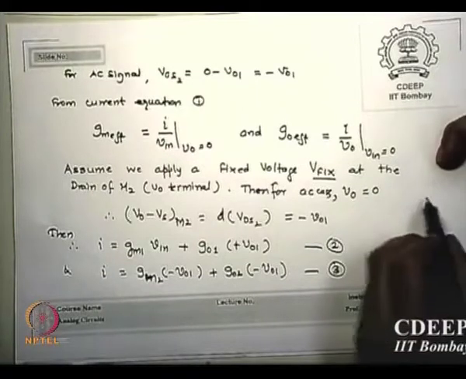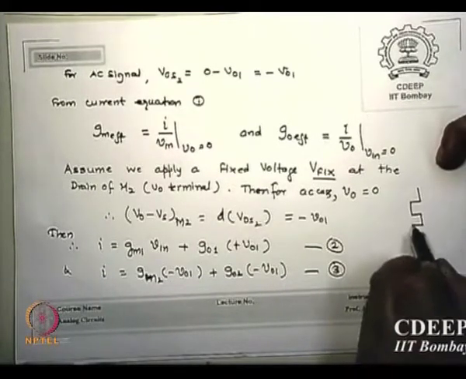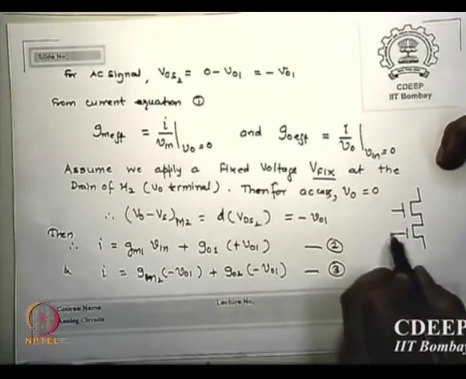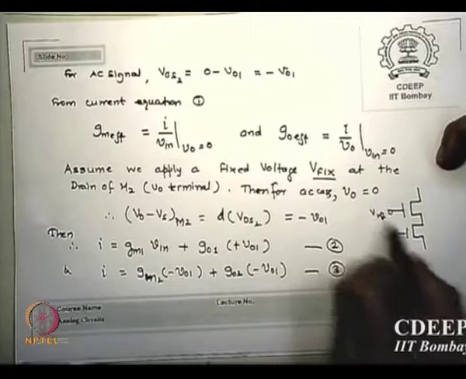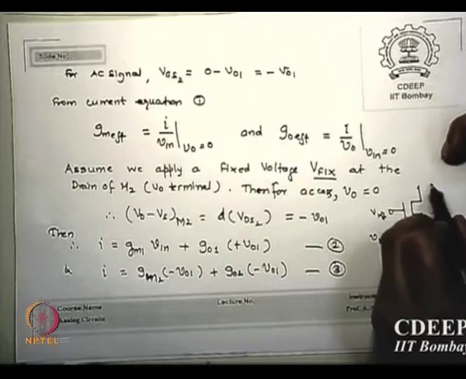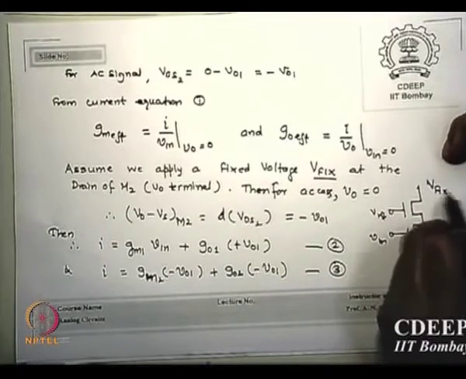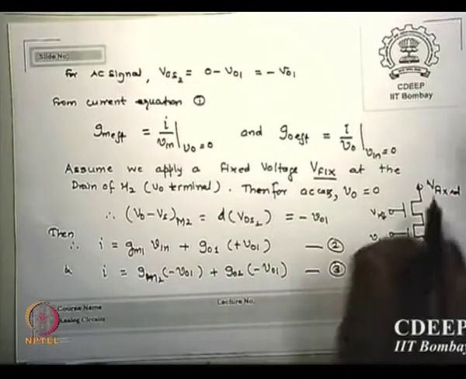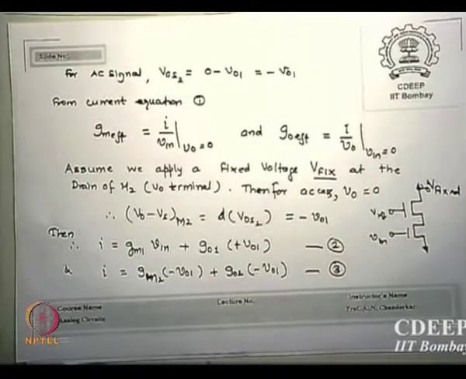Okay, what I say is this is DC, so not AC. At this node I apply a fixed DC value at the output where your VO is. I apply a fixed DC value V fixed. So what is the AC value I am applying? 0. So VO is 0. Is that point clear? VO is 0 when I say I applied a fixed DC bias, it can't change.